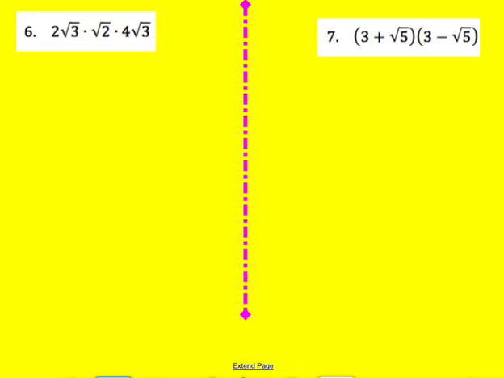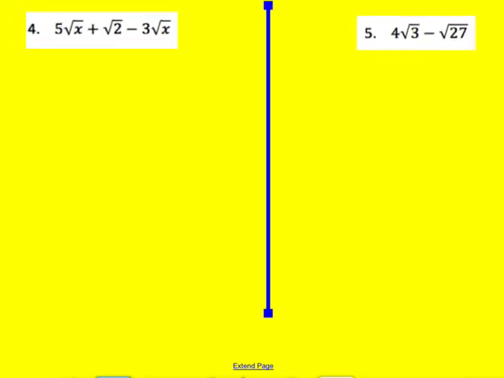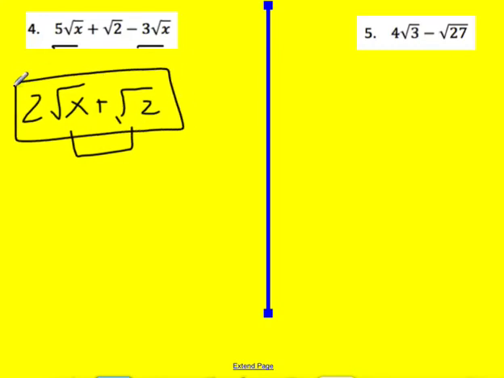Now let's take a look at number 4. So remember that to add and subtract radicals, you need to have the same number underneath the radical. So we can add those two terms together because they both have square root of x. So 5 square root of x minus 3 square root of x is 2 square root of x. And then we're going to leave the square root of 2 by itself. These two cannot be added because they have different radicals. So that right there is your final answer for number 4.